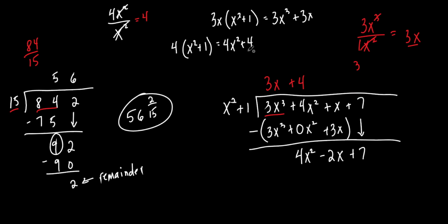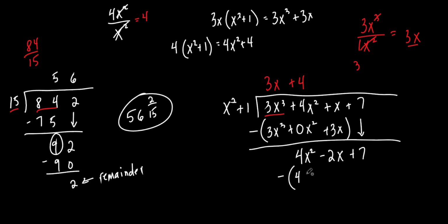What do we do with that 4x squared plus 4? We subtract it, just like we did here. We went 6 times 15, which was 90. What do we do with that 90? We subtracted it from this. So 4 times x squared plus 1 gives us this. What do we do with that? We subtract it from this.